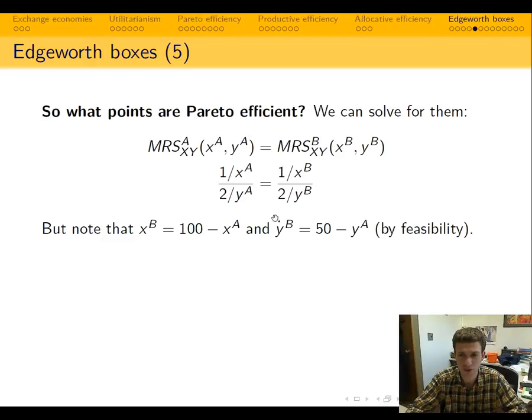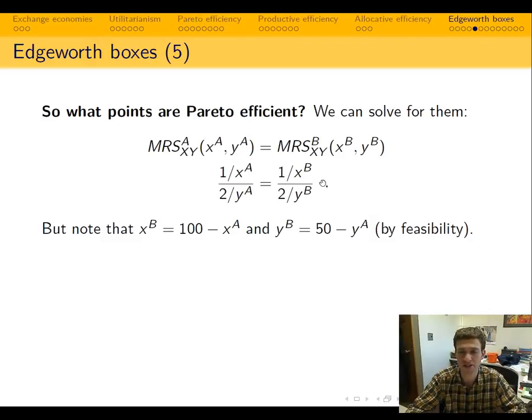Now, we still have 4 variables in here, which is going to be a bit hard to plot, but we know that we can substitute them out because everywhere in the Edgeworth box, by feasibility, what Bob has of good x is just 100 minus what Anne has of good x. And what Bob has of good y is just 50 minus what Anne has of good y, because there's a total of 100 units of x and 50 units of y.